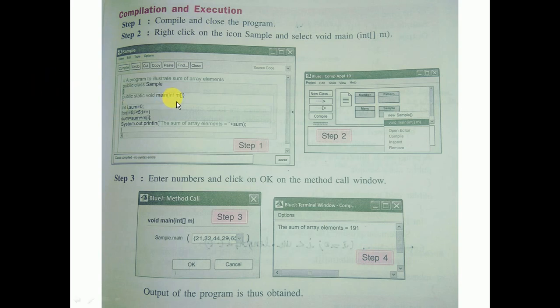See, earlier we always used String args. This time we have done int m square bracket, so that you can accept values. If it is a character, you should enclose it in single quotes. If it is a string, you should enclose it in double quotes.